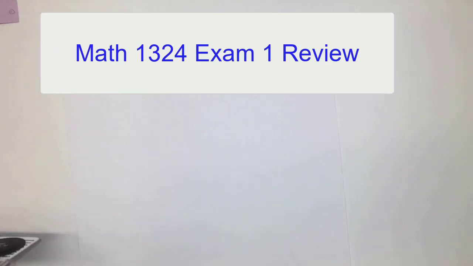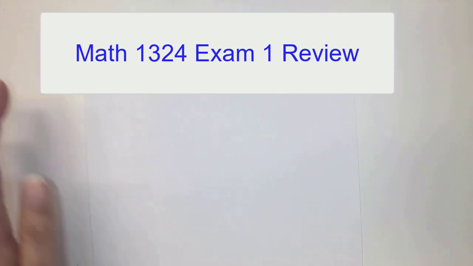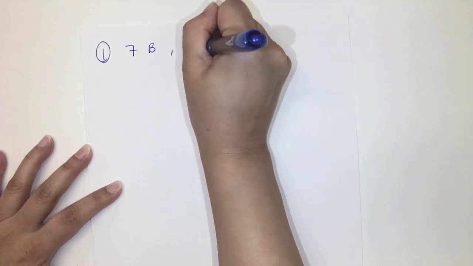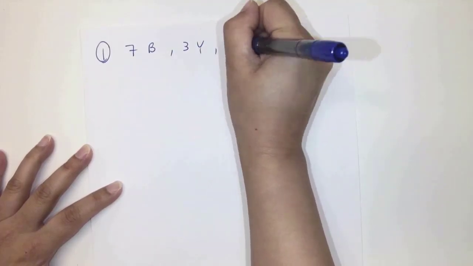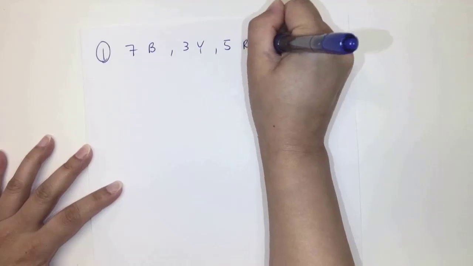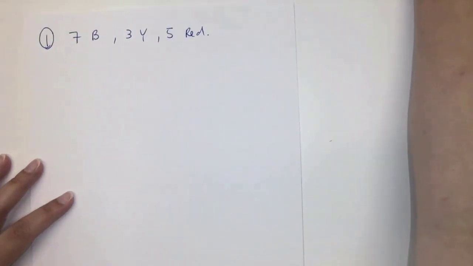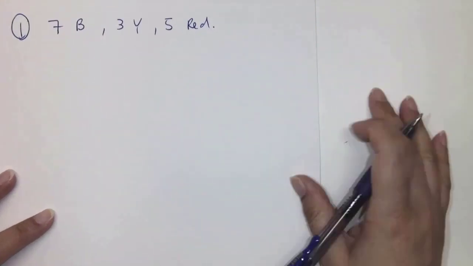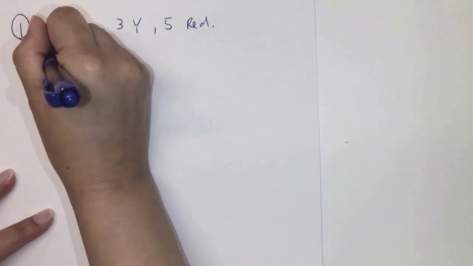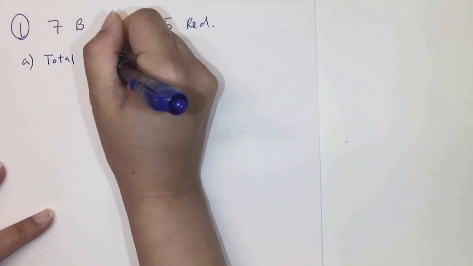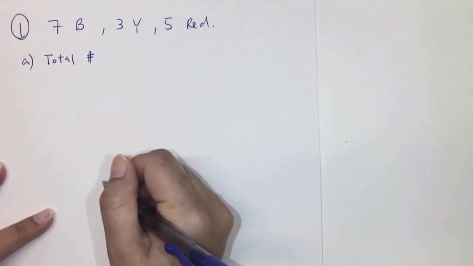So one of the questions would be about probability. Say I have 7 blue, 3 yellow, and 5 red marbles. Okay, so for this one, first, what is the total number of marbles that we have?